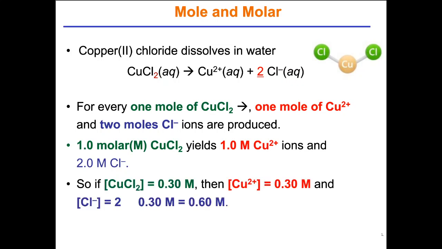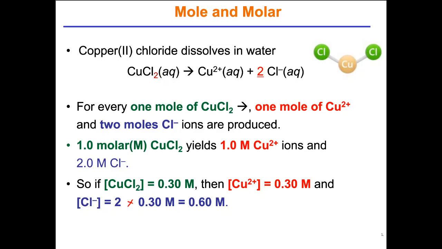Okay, so if the concentration of a copper chloride solution is equal to 0.3 molar, then the concentration of copper ion is 0.3 molar, but the concentration of chloride ion is going to be 2 times that, since there's twice as many in the solution. So you just say 2 times 0.3 gives you a 0.6 molar solution of chloride ion.